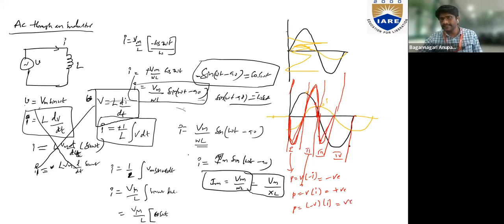Similarly, what is happening in the fourth case? Both voltage and current are negative, right? So what will happen to the value of power? Power becomes positive. Is that okay? Is that clear?